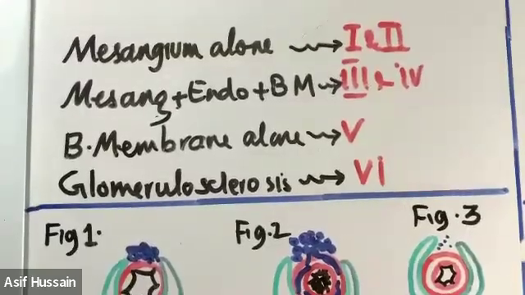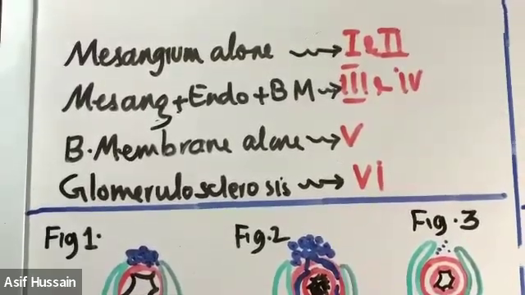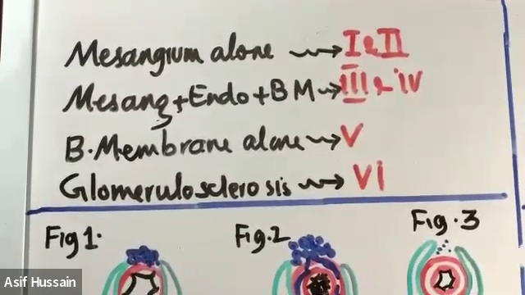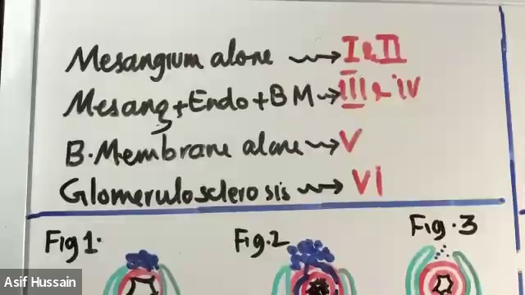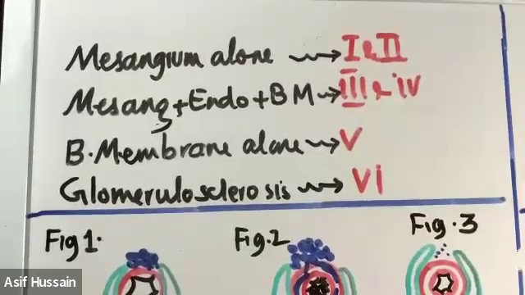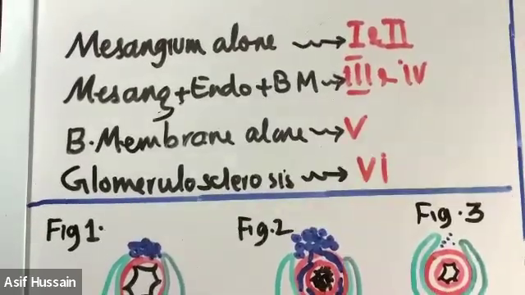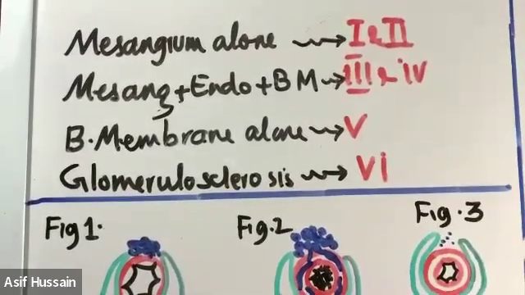Detection of stage 1 and stage 2 in the biopsy of a lupus patient may need mild to moderate immunosuppression, such as oral prednisolone along with azathioprine or mycophenolate.